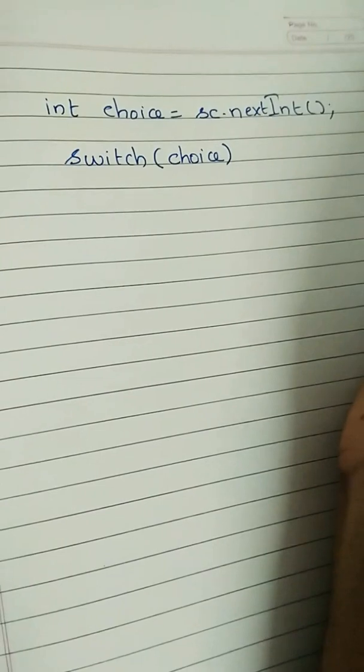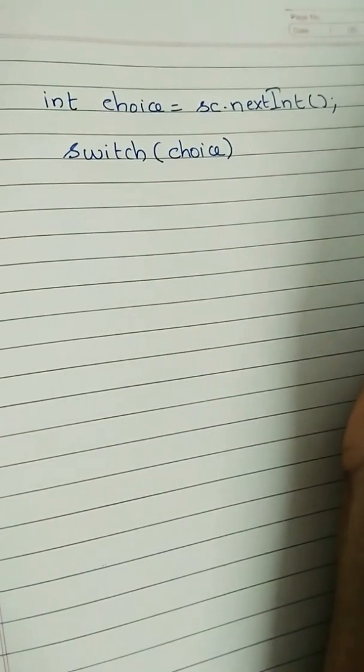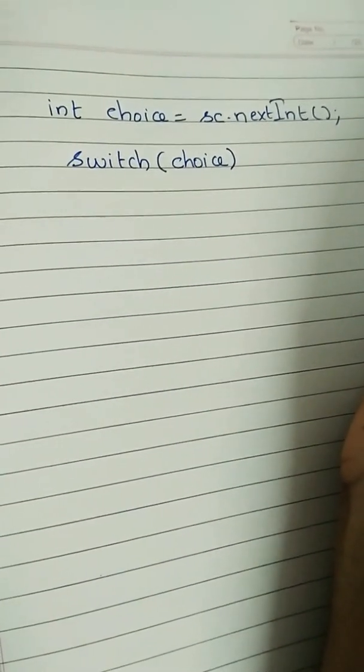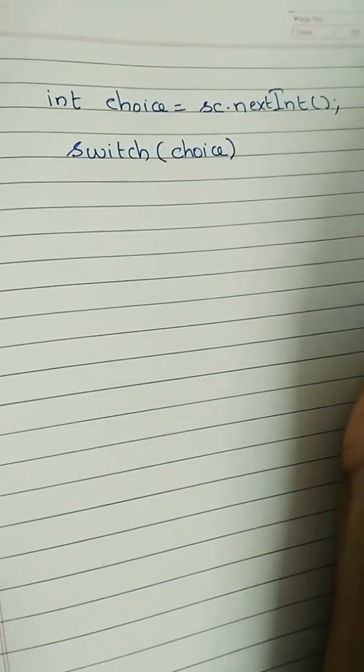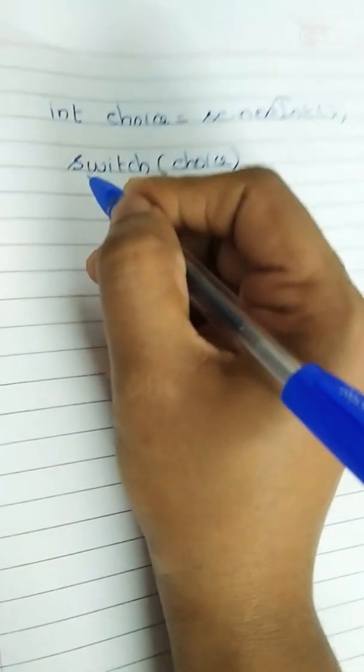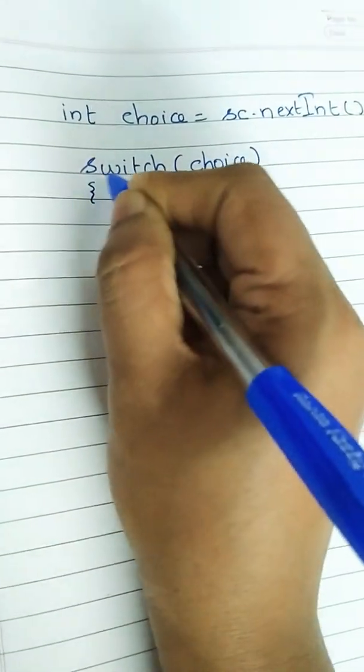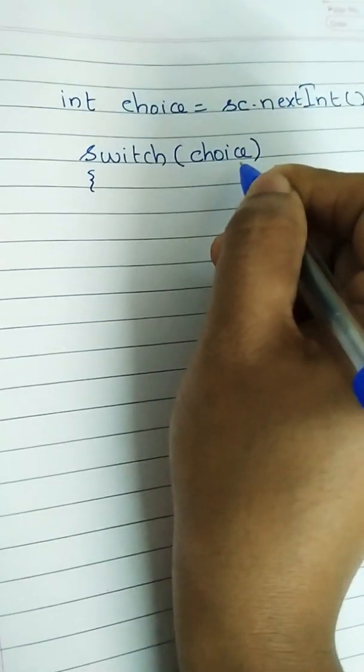You cannot write less than or greater than along with the switch. It only checks for equality, meaning it will check whether that number is equal to the cases given inside it. It will not check any other condition. Okay, so switch, open, close, everything is in small letter, and choice is your variable name.